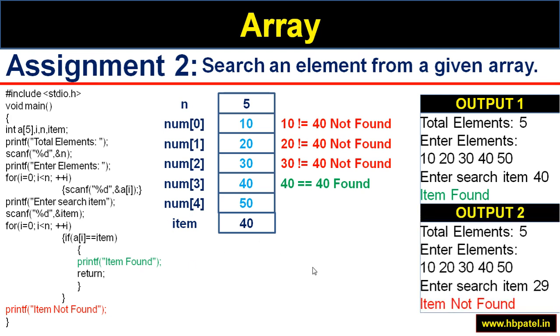And if I run the program again, let's say this time I wish to search for an element, say 29. In that case, 10 is not 29, 20 is not 29, 30 is not 29, 40 is not 29, 50 is not 29, and now this is the end of the loop and it will come out and then it will print item not found.